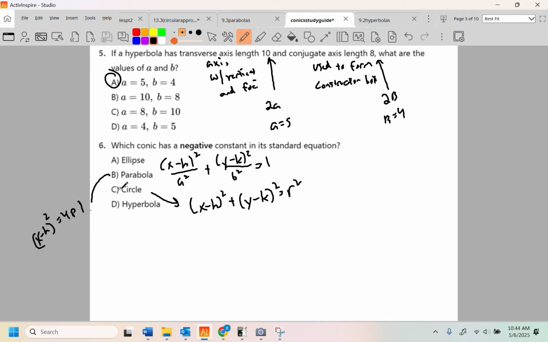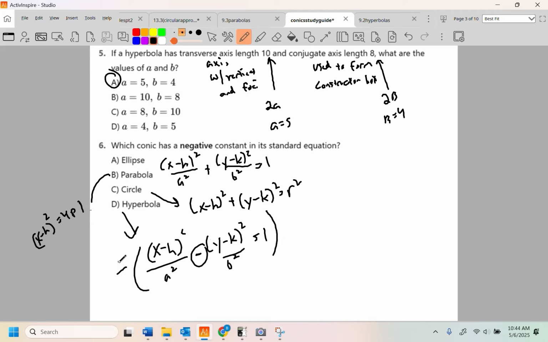Plus, and then you have the hyperbola. Now the hyperbola is x minus h squared over a squared minus y minus k squared over b squared, and that equals 1. It's this guy. Because if I wanted to clear that negative symbol, I would multiply everything by a negative. And that would make this piece negative, make that positive, and it would make the constant on the other end negative. So it's the hyperbola. It's always the hyperbola.